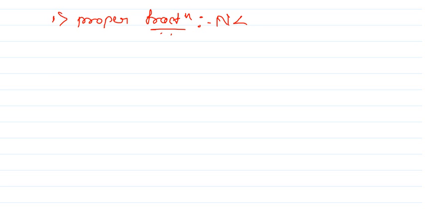Okay, what is the first type? Done. Proper fractions. So what do we mean by proper fraction? See, it is very simple. Exactly. Numerator is less than the denominator. This is the short way. See, I am writing the definition here.